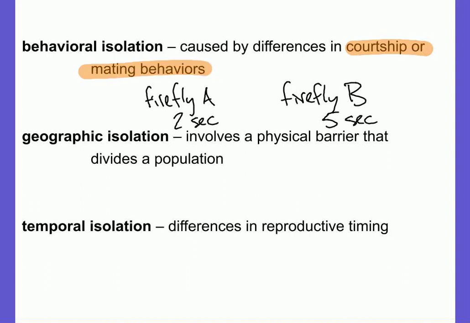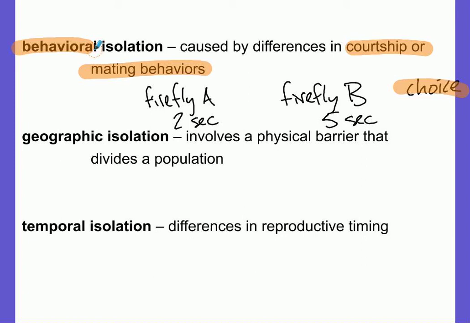Which again, essentially means that it's a choice, like an active choice. They're only attracted to certain things, that's why they stay separate. That's what makes this behavioral when it's all said and done.